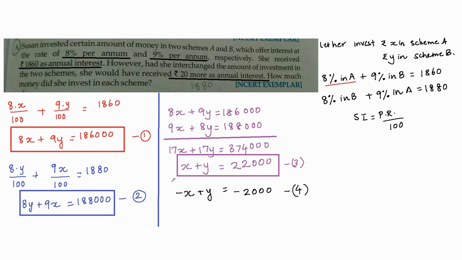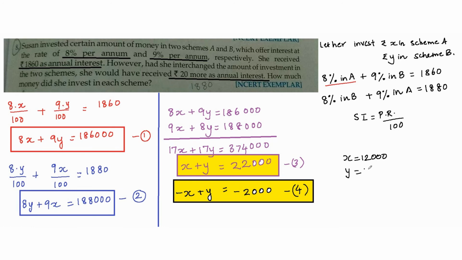I can now definitely solve for x and y. Instead of using equations 1 and 2, which are quite cumbersome, I can simply solve equations 3 and 4. They are much simpler to solve. So if I solve these two, I will get x equals 12,000 and y equals 10,000. Therefore, the investments made in the two schemes A and B are 12,000 and 10,000 respectively.